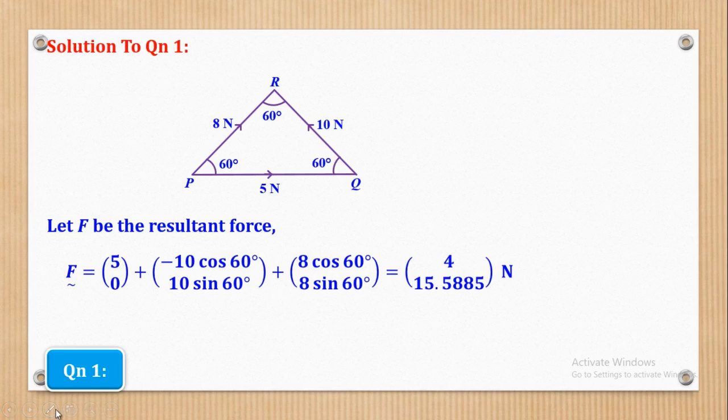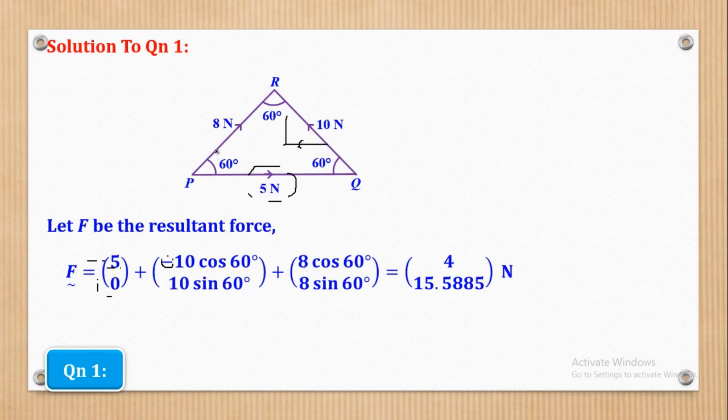So in the first line, this shows the horizontal component and this one shows the vertical component. For the 5, it is entirely horizontal, that's why you see here 5 and here 0. When you come to 10, it has a horizontal component to the left, meaning it will be negative. That's why you see the negative sign there. So it is negative 10 cos 60 degrees, and the corresponding vertical component is upwards, that's why it is positive 10 sine 60.